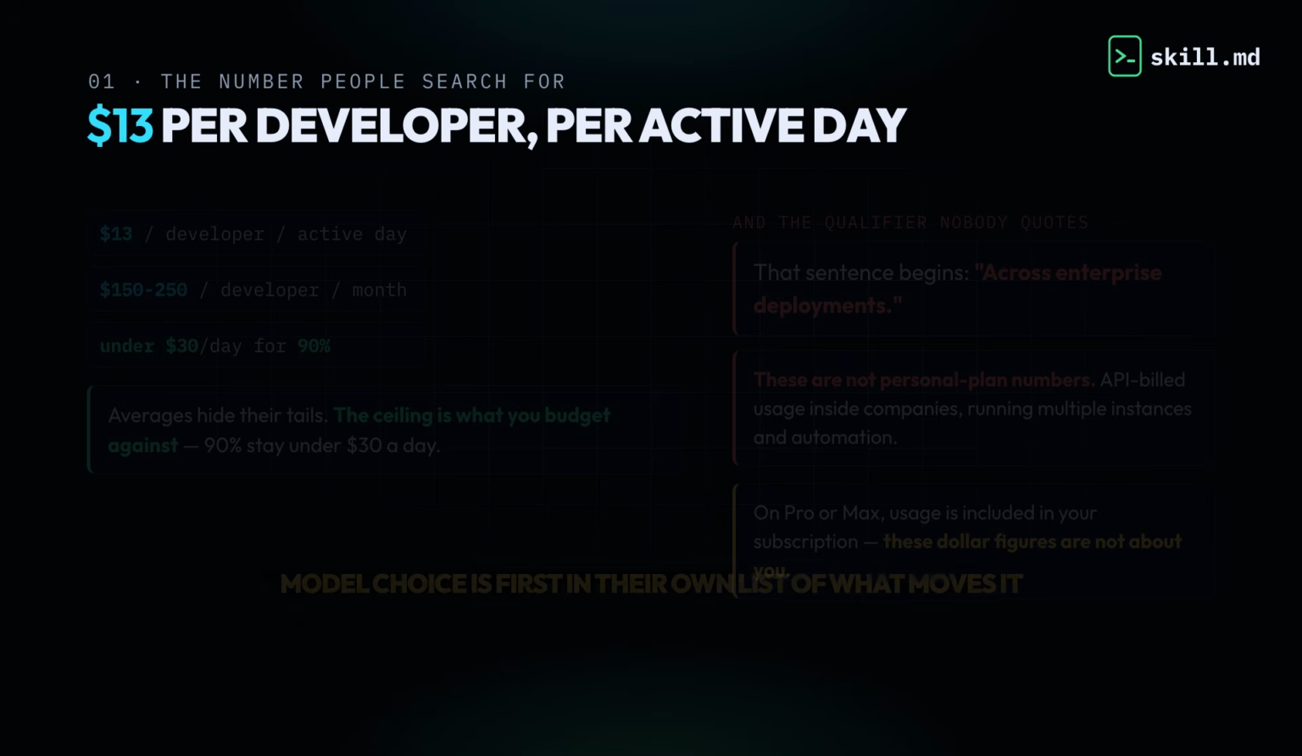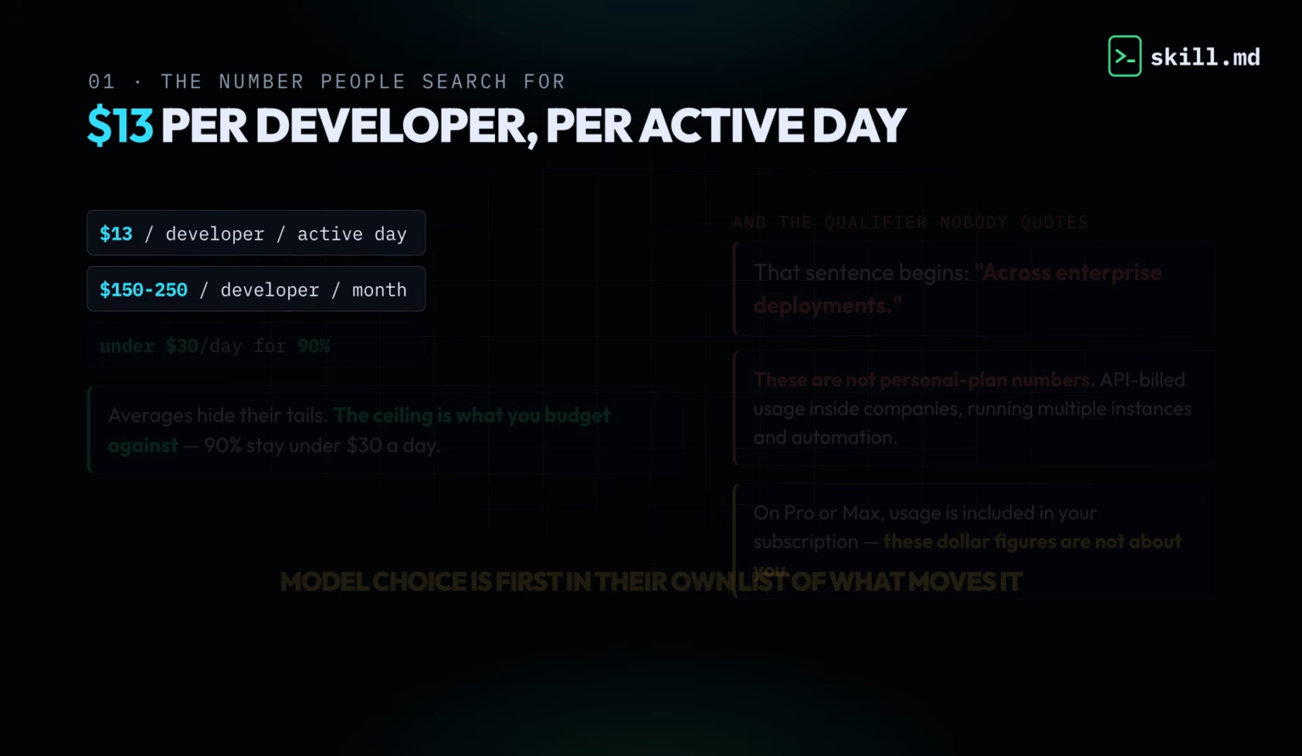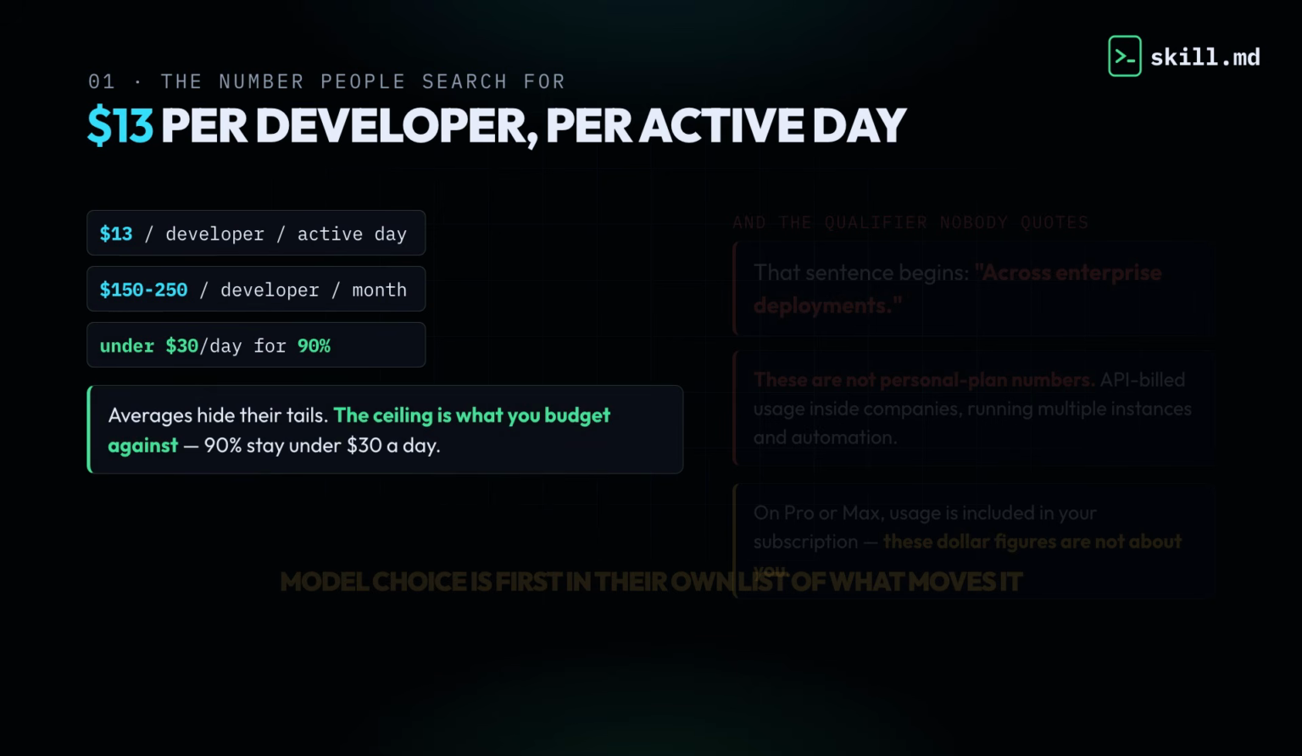Quote, the average cost is around $13 per developer per active day and $150 to $250 per developer per month, with costs remaining below $30 per active day for 90% of users. 3 figures there, and the third is the useful one. 13 is an average. Averages hide their tails. 90% of users stay under $30 a day. That's a ceiling, and ceilings are what you budget against.